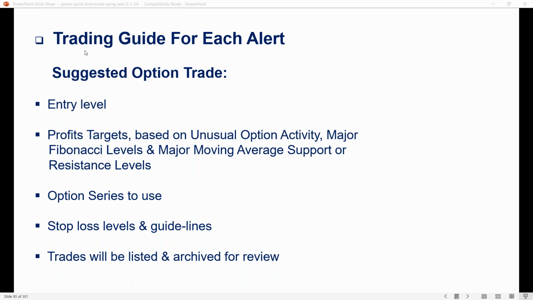Anyway, when I do send out a trade, a lot of members just do their own thing, but we'll always give you a suggested option trade. It's based on what I'm seeing as far as the market environment. So, for example, it might be a breakout trade, so we may want to go with a condor, or it may be a penny trade, so we may want to do a butterfly.